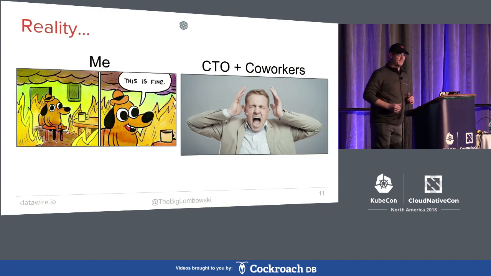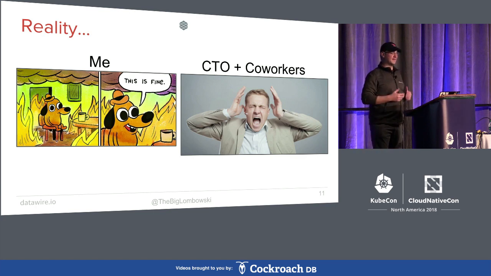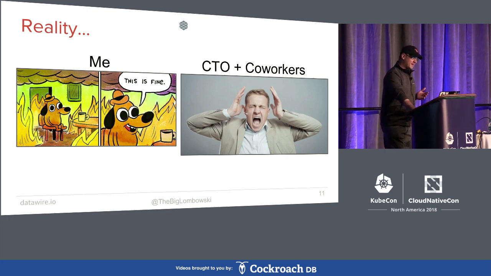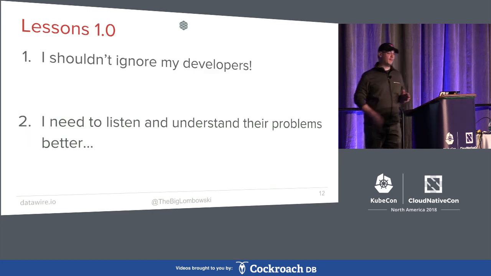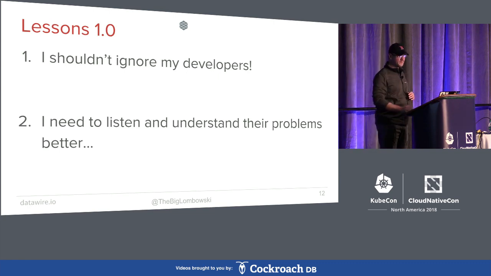And the reaction from my CTO and my coworkers was, this is a disaster. And they're screaming and yelling, not really screaming at me, but screaming at their computer screens going, why is this thing still not working? Why is it still a pain? And I'm going, everything is fine. We hit all the complexity. I know how the complexity works, but you don't, and it's fine. So my first lesson here was, don't ignore my developers. I need to listen and understand their problems much, much better before we start actually solutioneering.